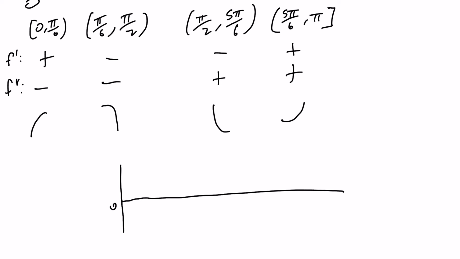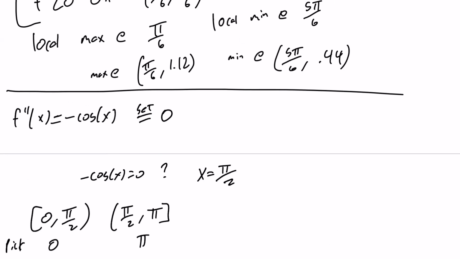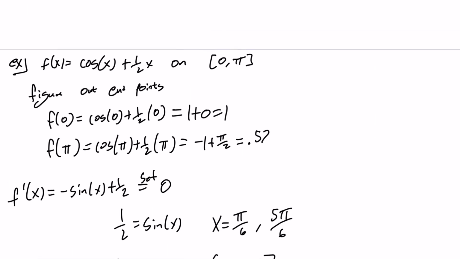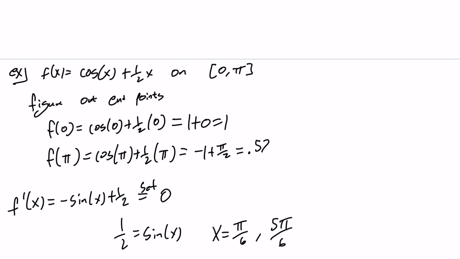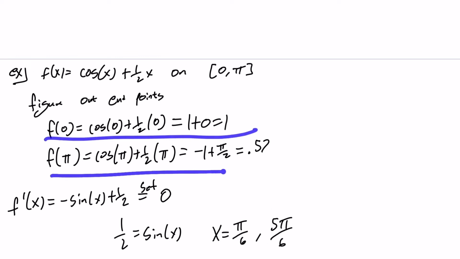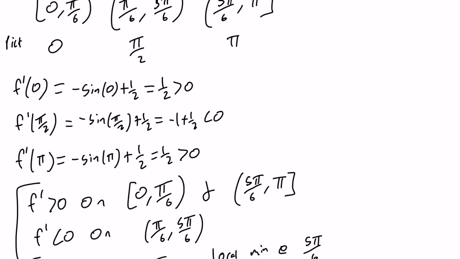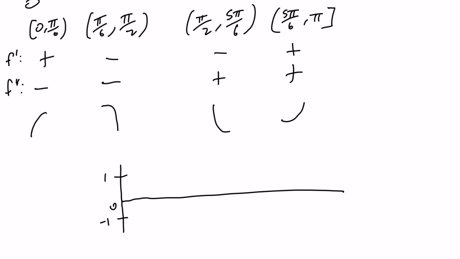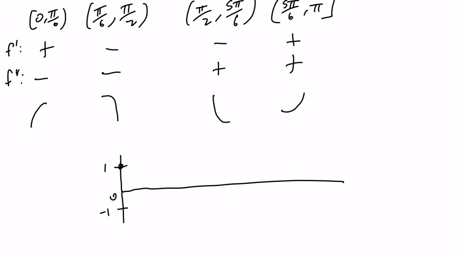So here's 0, 1, minus 1. We plot our endpoints, which we found were at 0, 1, and pi, 0.57. So 0, 1, pi, 0.57.